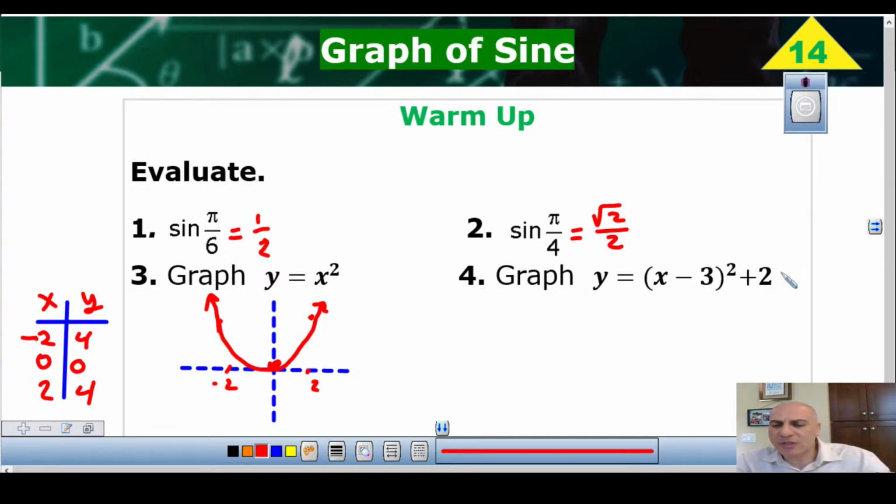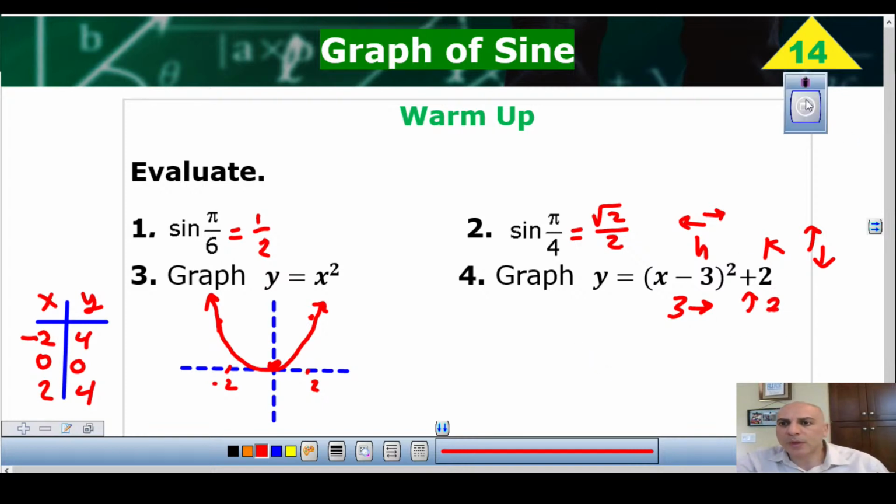Y equals (x minus 3) squared plus 2. Once again, if you recall, this would be the h. This is h. This is the k. H is left and right. K is up and down. H is always the opposite of the direction that you see because the actual function has x minus h. So there's already the sign built in. Basically what you're going to do here is move to the right 3 units. You move it up 2 units.